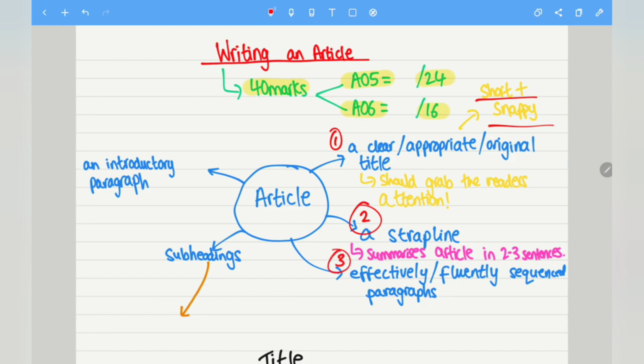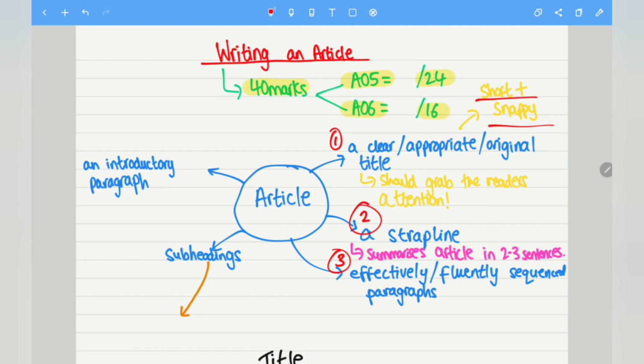Number 3 is to have effectively fluently sequenced paragraphs. So the paragraphs you write, they must flow from one paragraph to another. They must be linked together. And how do you do that? If you have a plan, you are able to make sure each paragraph flows from one paragraph to another.